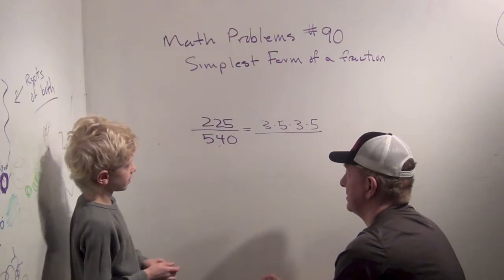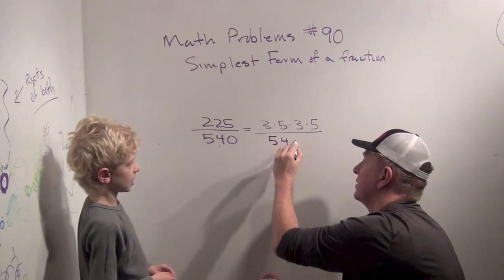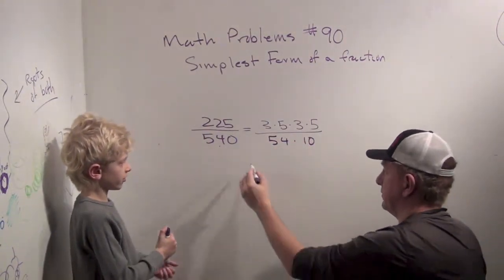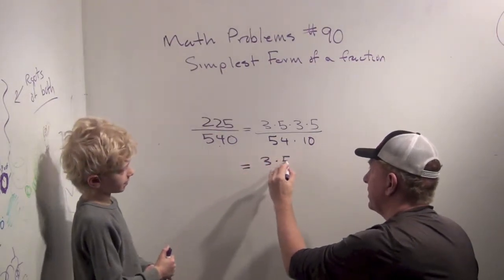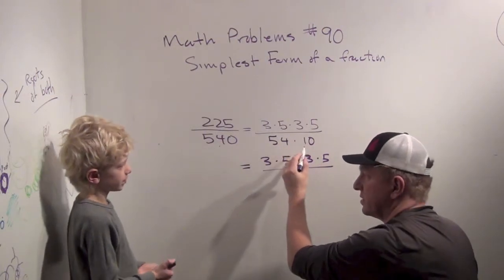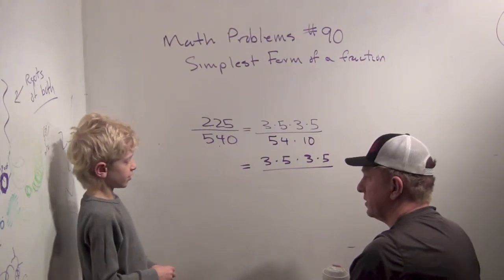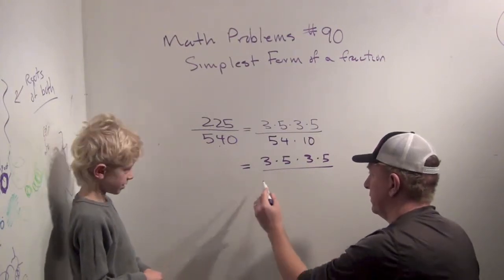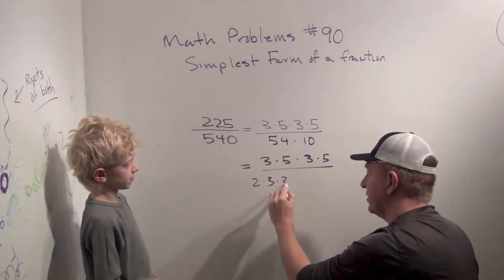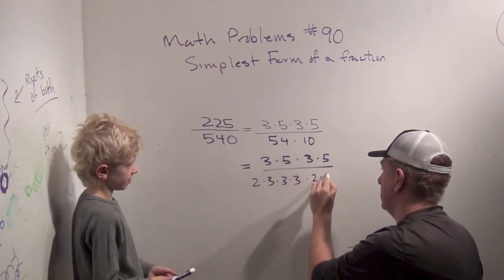And 540 is 54 times 10. Oh, okay, very good. Let me write it again: 3 times 5 times 3 times 5. Sometimes it's really good to do this intermediate step to help you. And now you can factor 54. It's 2 times 3 times 3 times 3, because it's 6 times 9. Good. Then 10 is 2 times 5.